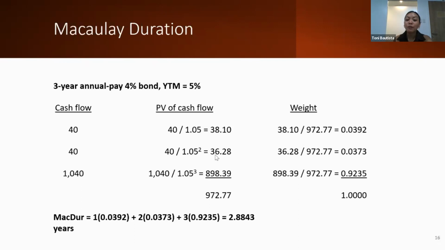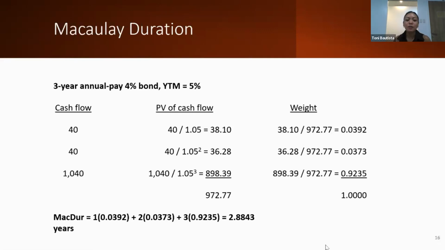Now, we will compute for the weight. That's why I would normally think of it as a time-weighted sum of the present value of the cash flows. The weight would be the present value of the cash flow divided by the total present value of the cash flows. Incidentally, the total present value of the cash flow here is also your bond price, right? From your bond valuation discussion. So essentially, I will just do 38.10 divided by 972.77, which is 0.0392 and so forth. One check here is that your total weight should be equal to 1.